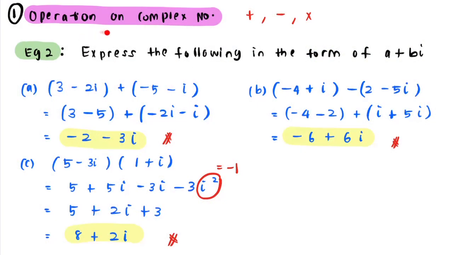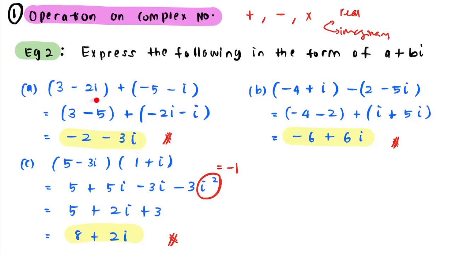Let's see the next one, operation on complex numbers. Let's do the operation of plus, minus, and also multiply. The tip here is just to separate the real part and the imaginary part for you to do your calculation. So let's look at the first one and separate the real part and the imaginary part.